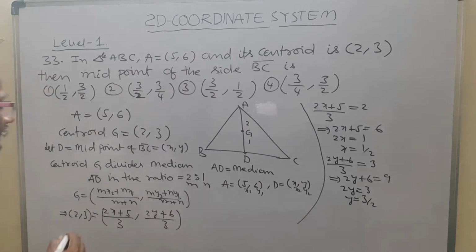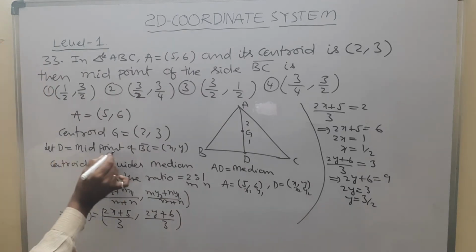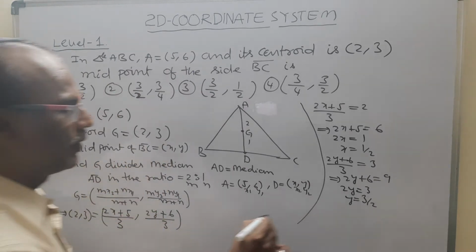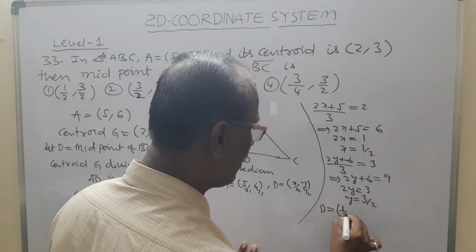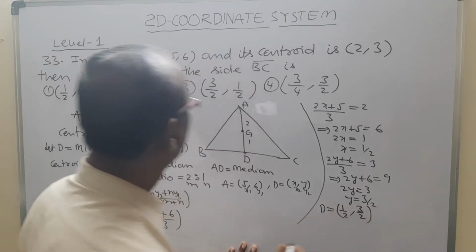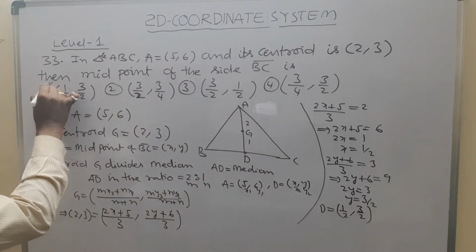Here D, the midpoint of BC, equals (x, y). The x value is 1 by 2. The y value is 3 by 2. The first option is correct.